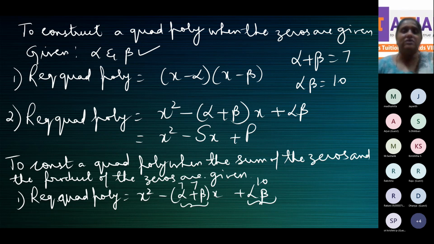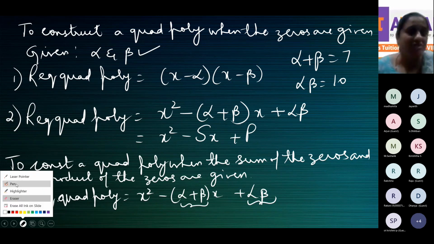Alpha plus beta is 7. Alpha beta itself is 10. Alpha and beta are not given to you. So you should just be careful. It's a very simple thing, but you just need to be careful. So you should see what is given.